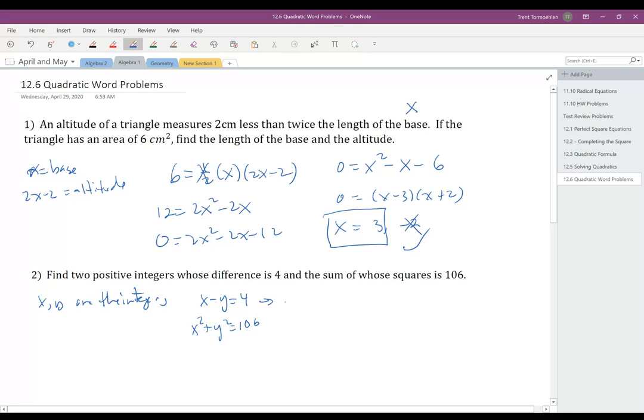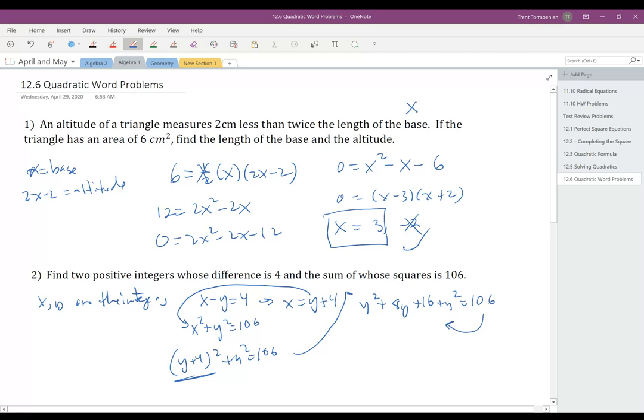That means that x is going to be y plus 4, so we can do a simple substitution to solve this equation. And so we take the x and we substitute it in there. And so that gives me y plus 4 squared plus y squared equals 106. I need to multiply out this. So a binomial squared is just the first term squared plus 2 times their product. 4 times y times 2 is 8y plus 16 plus y squared equals 106.